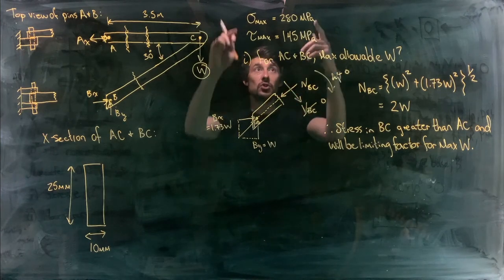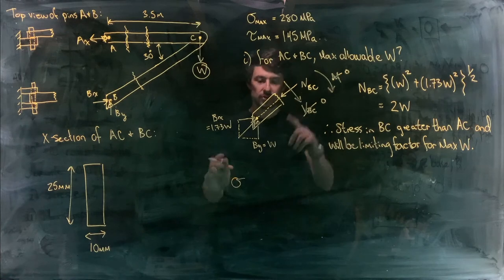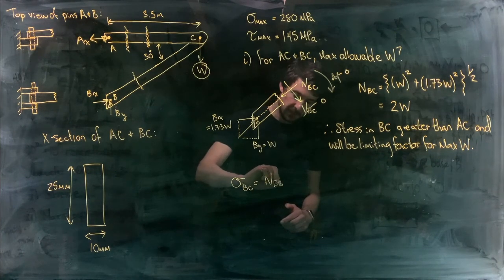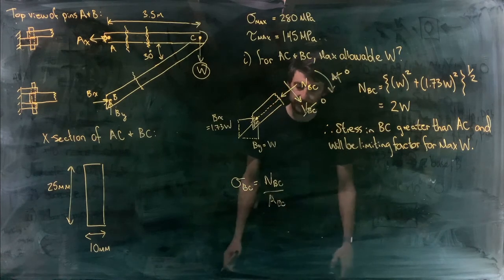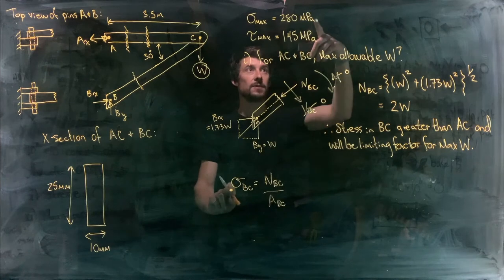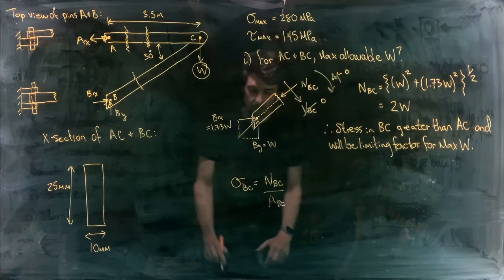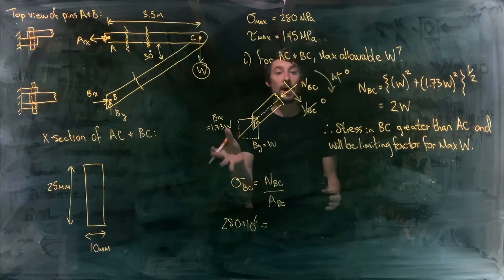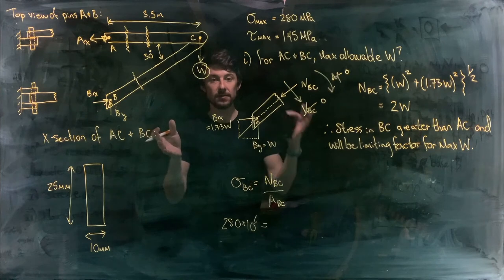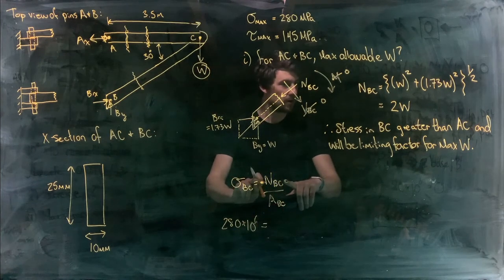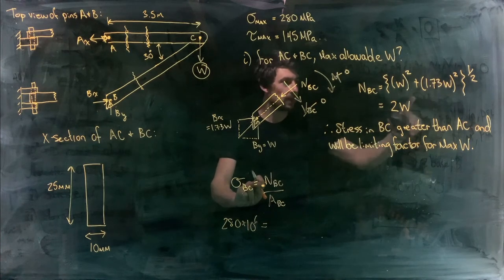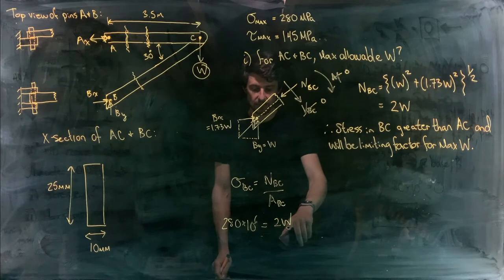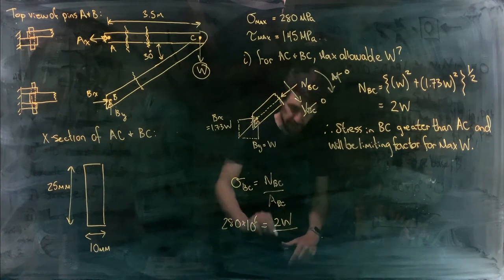Okay, so we're going to use our equation for normal stress, and we're going to say that the normal stress in BC is going to be equal to the normal force in BC divided by the cross-sectional area of BC. What do we substitute in for the stress? We're substituting in the maximum stress that we're going to allow the steel to go up to. So that's 280 megapascals. So we've got 280 times 10 to the 6 to put that into pascals. Remember, when you're working in SI, you want everything in pascals, newtons, meters. Newtons here. And so NBC, we've got 2W, right? So if we just leave this as W, then that is in newtons there. And divide by the cross-sectional area.